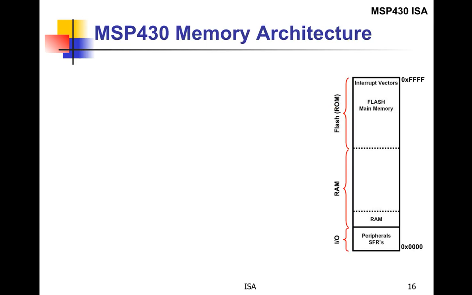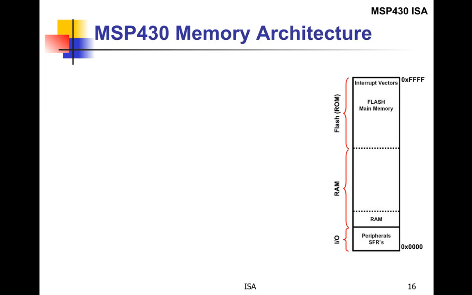So let's look at the MSP430 memory architecture. If you look at memory, basically this is a 16-bit device, so it can address up to 64,000 roughly memory locations. The top of memory, in other words the highest address numbers, are where the interrupt vectors are at 0xFF and just a bit before that. Then right under that is the flash memory. That's where we can store things that won't be destroyed when you turn the power off. And then below that is the RAM.